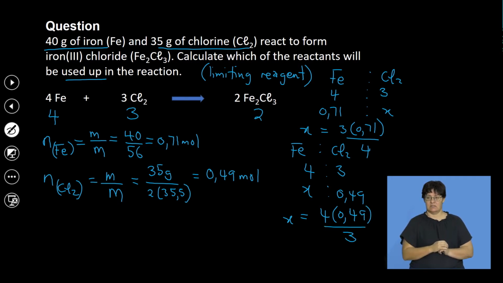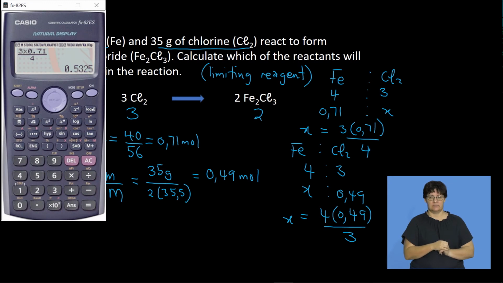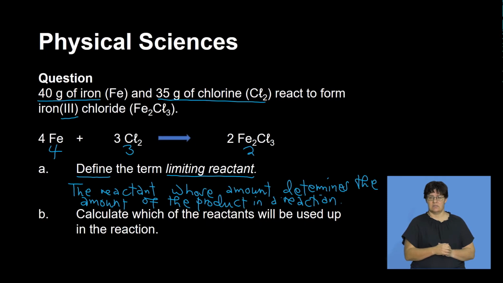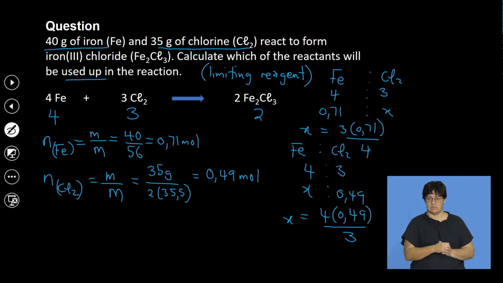So if we can check that on our calculator, what do we have? We have 4 multiplied by 0.49 divided by 3. Our answer as a decimal fraction is 0.65. Now, what are we saying? We are saying X, if you can go back to that, X is equal to 0.65 moles.